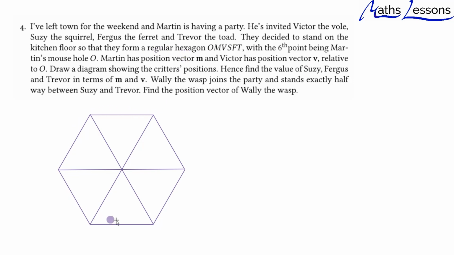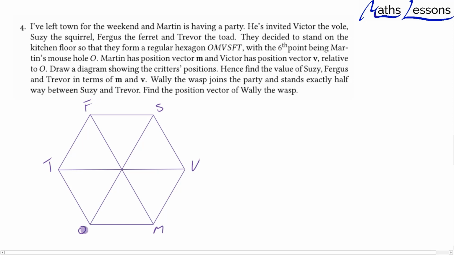And you'll see I've done a regular hexagon already, and what you'll also notice is that I've divided it up into equilateral triangles because each interior angle is 120. Then if you divide it in half, you get 60 at every corner. So therefore, you can divide it up into equilateral triangles. Now, it doesn't matter where you start with the O, as long as you go round in order. So I'm going to put the O, the M, the V, the S, the F, and the T here.